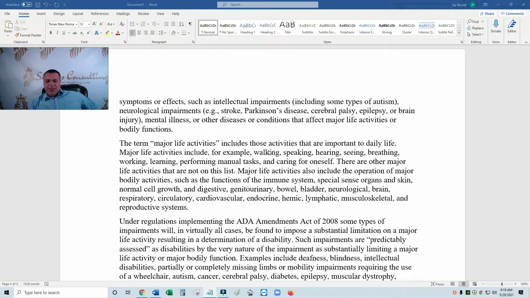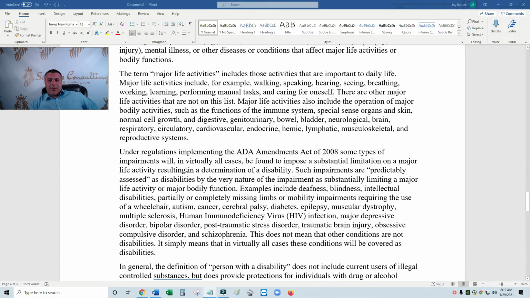Okay, it's very much intentional that we just keep going. I'm sure we all know those. Probably some of those are said a better way. Under regulations implementing the ADA Amendments of 2008, some types of impairments will, and here is the key word, virtually in all cases be found to impose a substantial limitation on a major life activity.